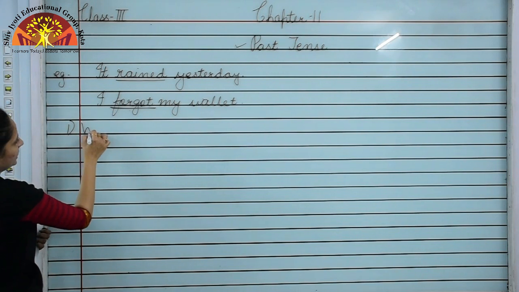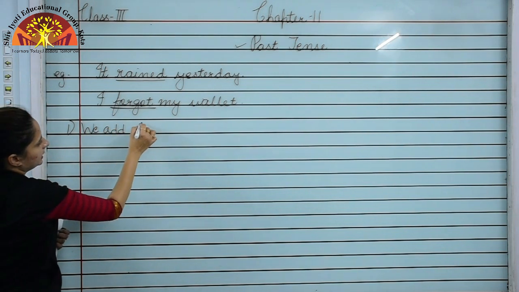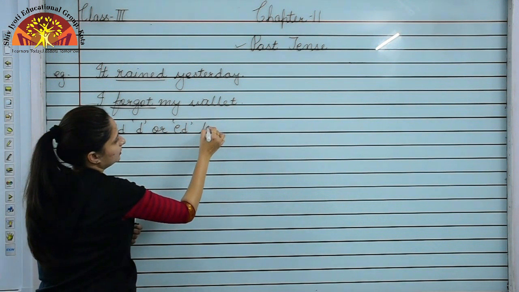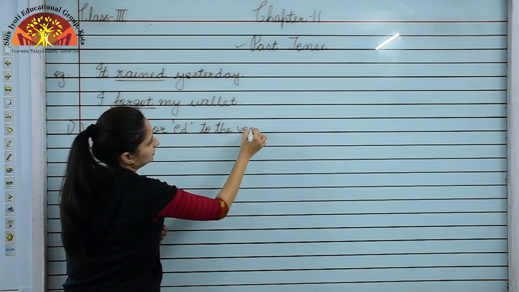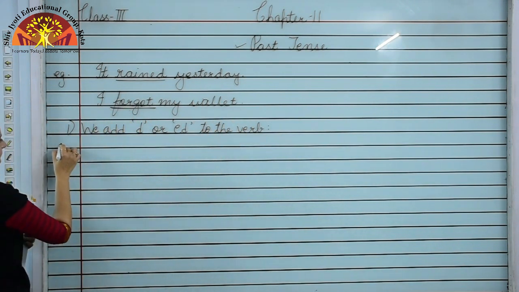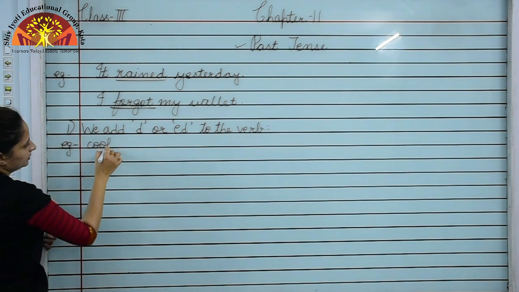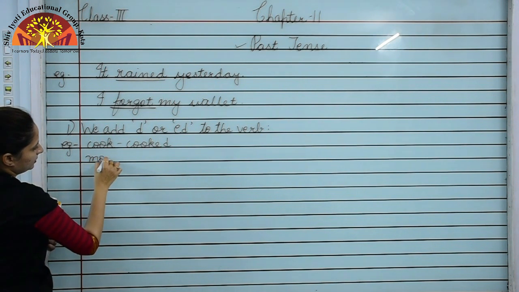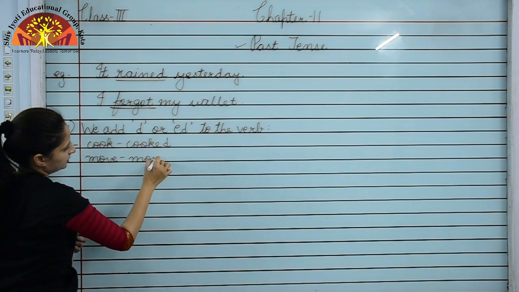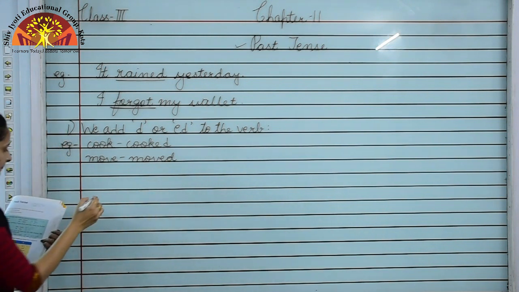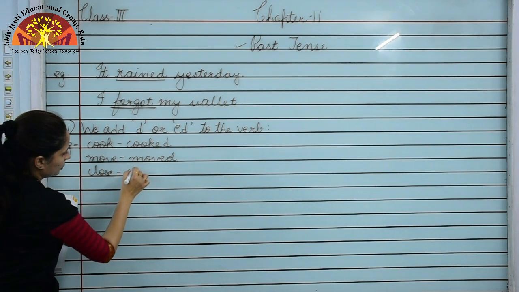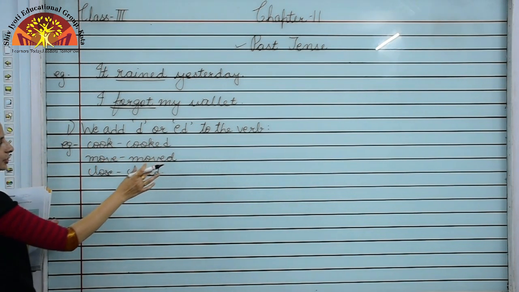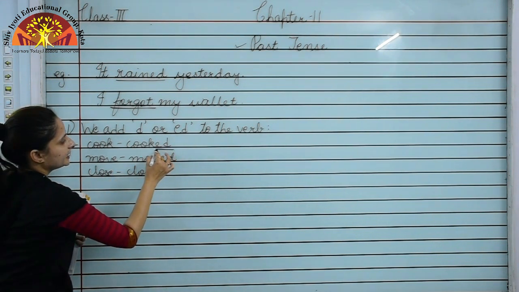First one is we add d or ed to the verb. For example, cook, cooked, move, moved, close, closed. Now you all see how we have changed the verb into its past form. We have added ed to the verb.